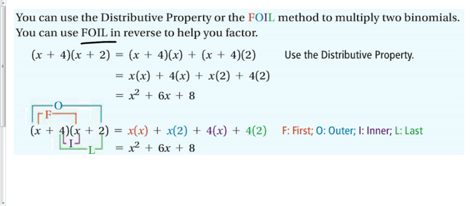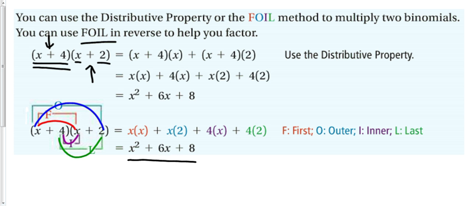So if we look at the first example here of the distributive property, we see x plus 4 times x, and then x plus 4 times 2. So both of these first terms times both of these second terms. Now, when we talk about the FOIL method at the bottom, we see that we have first, outside, inside, and last, FOIL. Okay? And when we multiply all those terms together and combine them, we are going to get a trinomial that looks like x squared plus 6x plus 8.